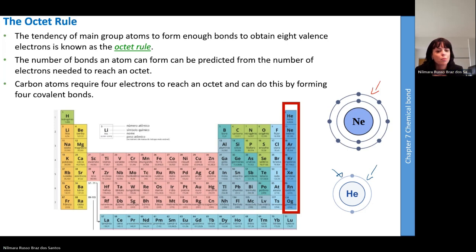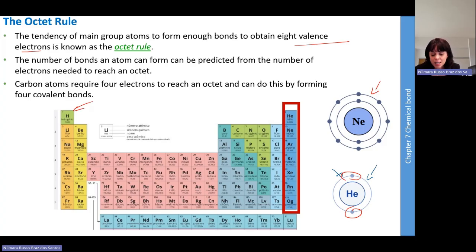And why do you call it the octet rule? It's the tendency of main group atoms to form enough bonds to obtain 8 valence electrons. And you're going to say, oh, but helium only has 2. But this is the first and the last shell of energy this element has, and the first shell, as I said before, only holds 2 electrons. That means this shell is full. It will be the same with hydrogen, which only has 1, so it tends to bond with another atom to have 2 electrons in the last shell. So it will be stable.